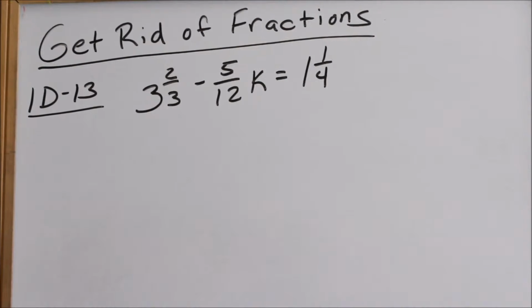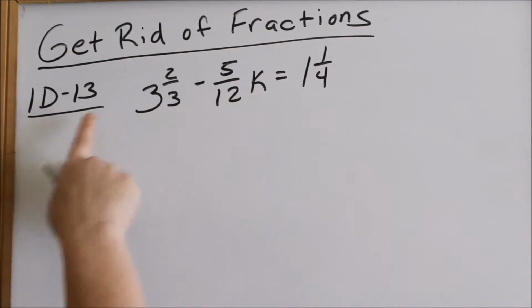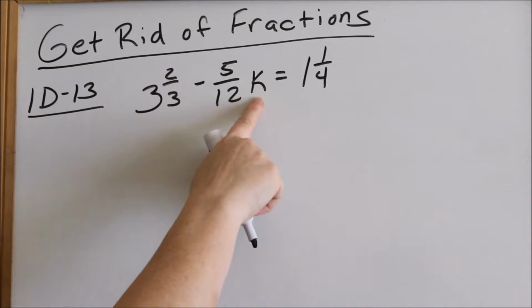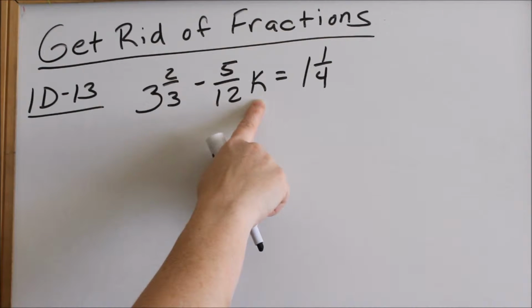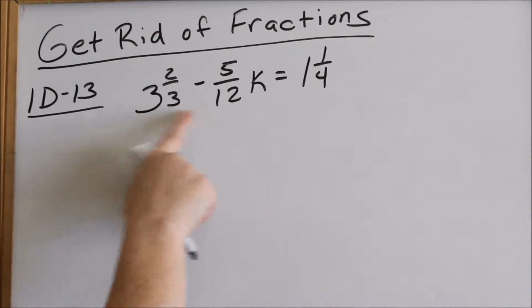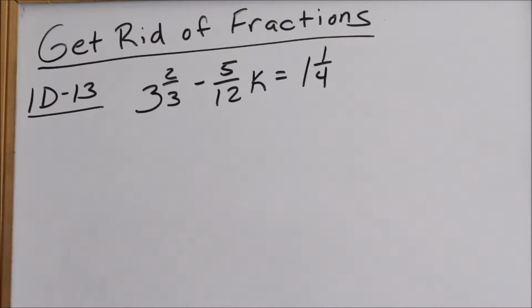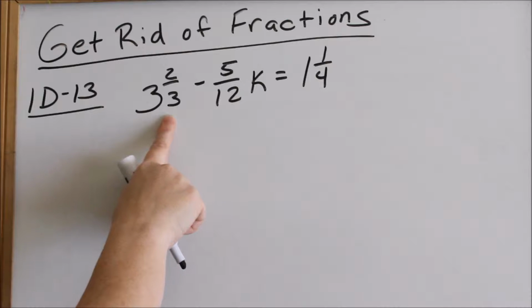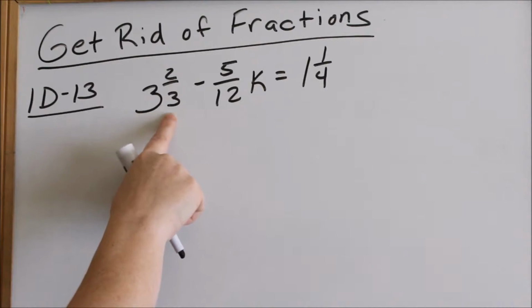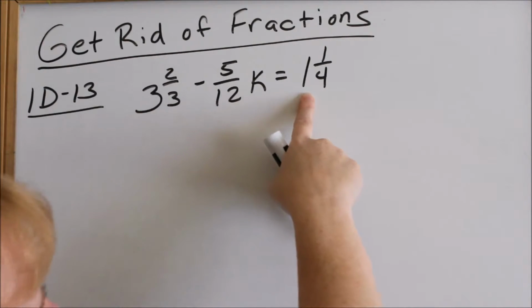Okay, we are solving for the unknown. Here in this problem, 1D13, k is our unknown. We are going to solve for k, and we are going to get rid of fractions. So we're going to solve for the unknown, getting rid of fractions. My first suggestion is to make all your mixed numbers into improper fractions.